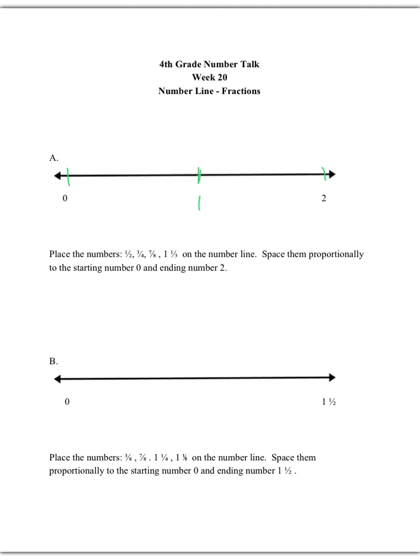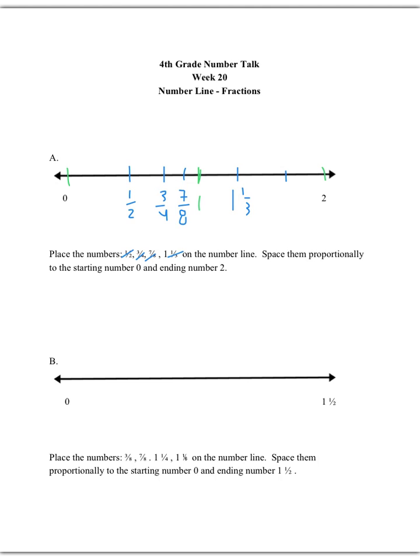Then from there, if we think about the other numbers, what's halfway between 0 and 1 would be 1/2. What's halfway between 1/2 and 1 would be 3/4. What's halfway between 3/4 and 1 would be 7/8. Now if we look at the 1 and 1/3, that would be broken up, so that would be our 1 and 1/3.